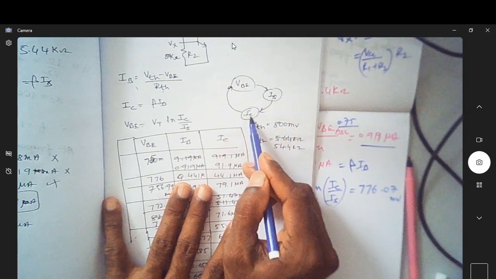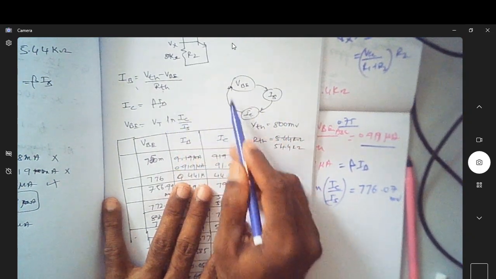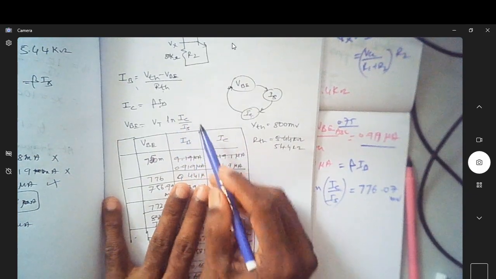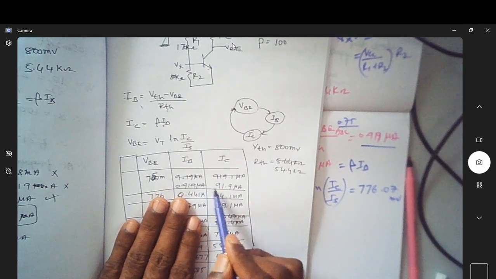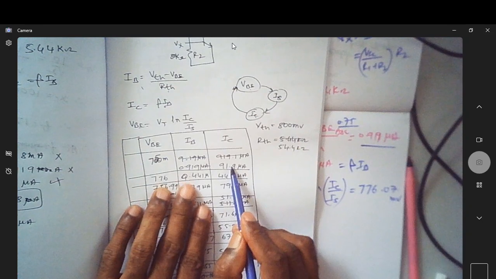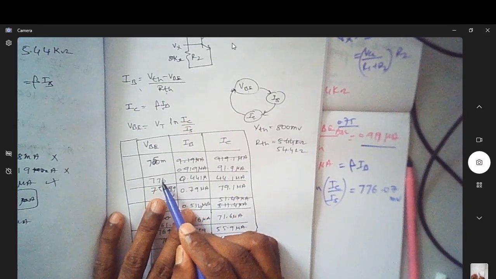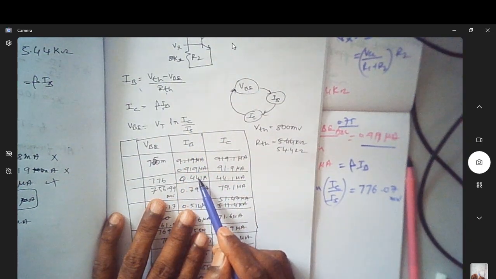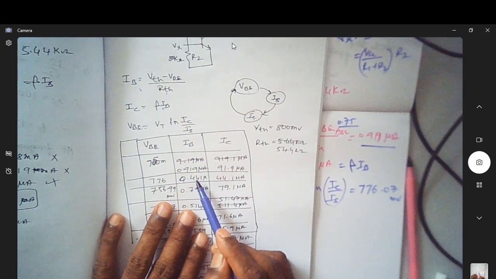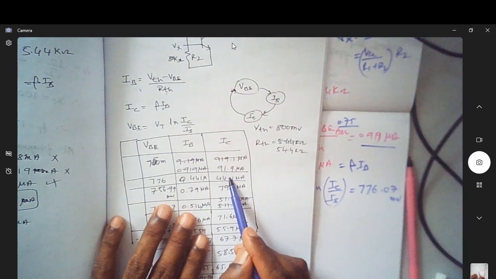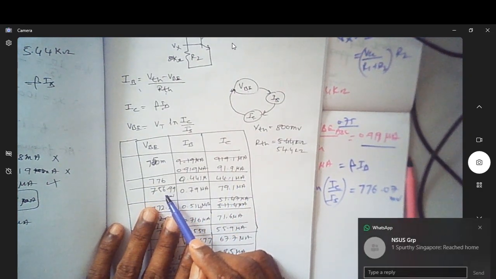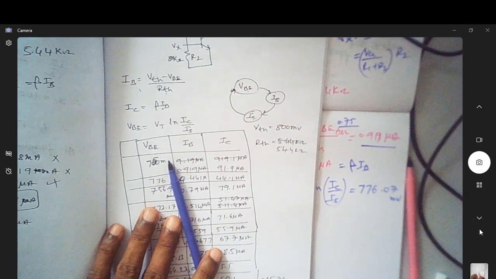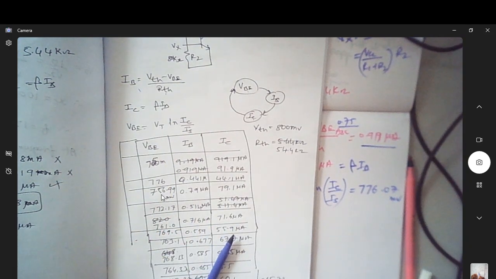Then you find the value of IC using this, and again refine the value of VBE using this equation. You can see this is already the first iteration. So after the first iteration, you got the value of VBE as 776. If you put 776 here, then you got the value of IB as this. For that IB, this is the value of IC. For this IC, you have this VB now. Okay, now VB has changed. You can see IB has slightly varied. So now it is this.